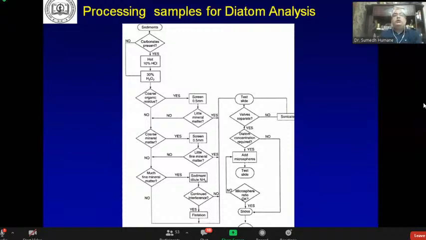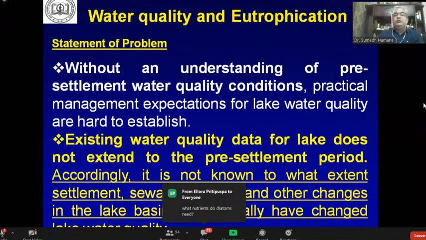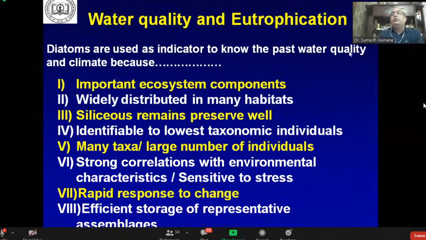Now, coming to water quality and eutrophication. Without an understanding of pre-settlement water quality conditions, practical management of lake water quality is very difficult to establish. The existing water quality data of lakes or any water body doesn't extend to the pre-settlement period. Therefore, it is not known to what extent settlement, sewage disposal, and other changes in the lake basin have specifically changed lake water quality. So, diatoms are used as an indicator to know the past water quality and climate, because diatoms are an important component of the ecosystem.